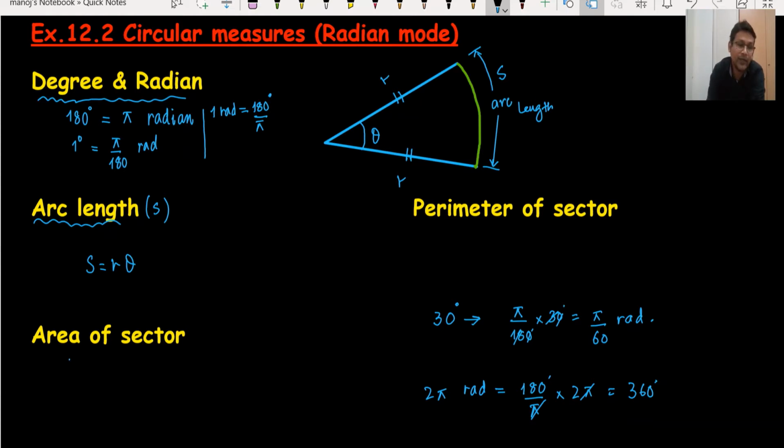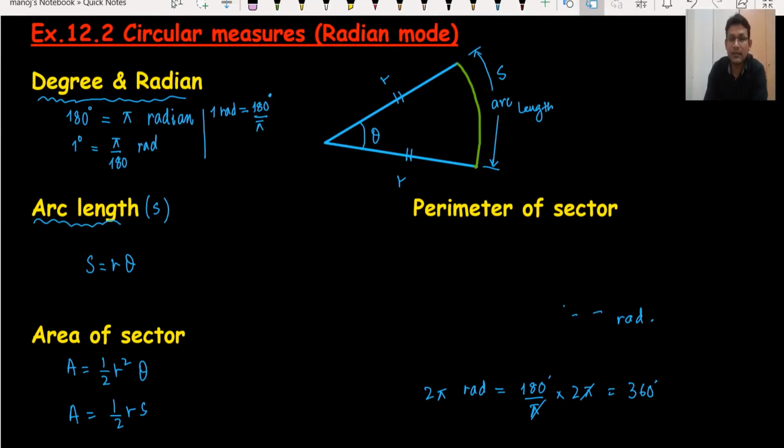But I would like to write the formula. The area of the sector is half r squared theta, and there is one more possibility, half r s, because r theta is equal to s. So these are the two ways we can write the area of the sector when the radius is given and the angle is given.